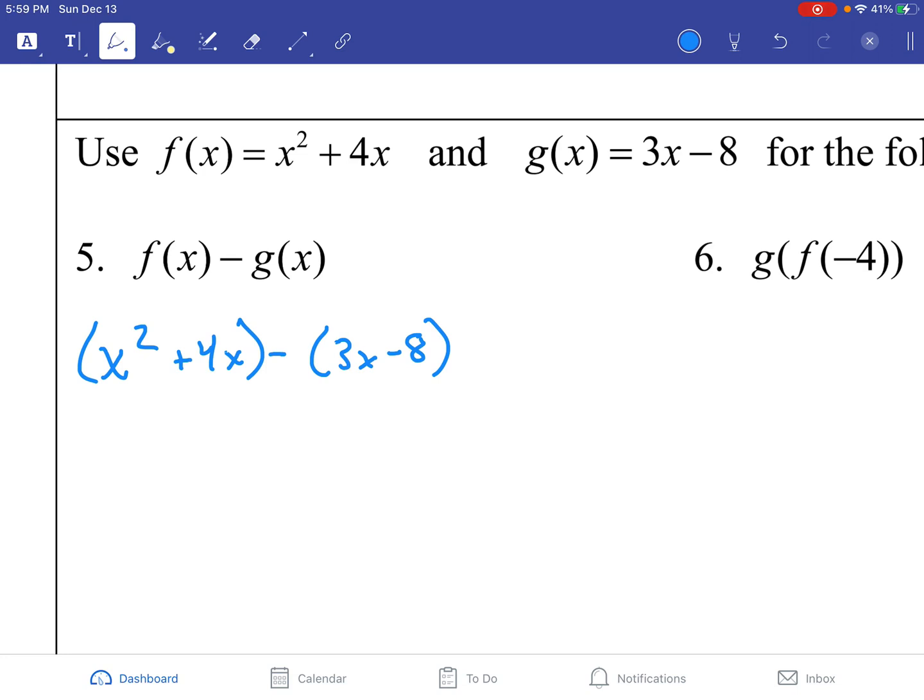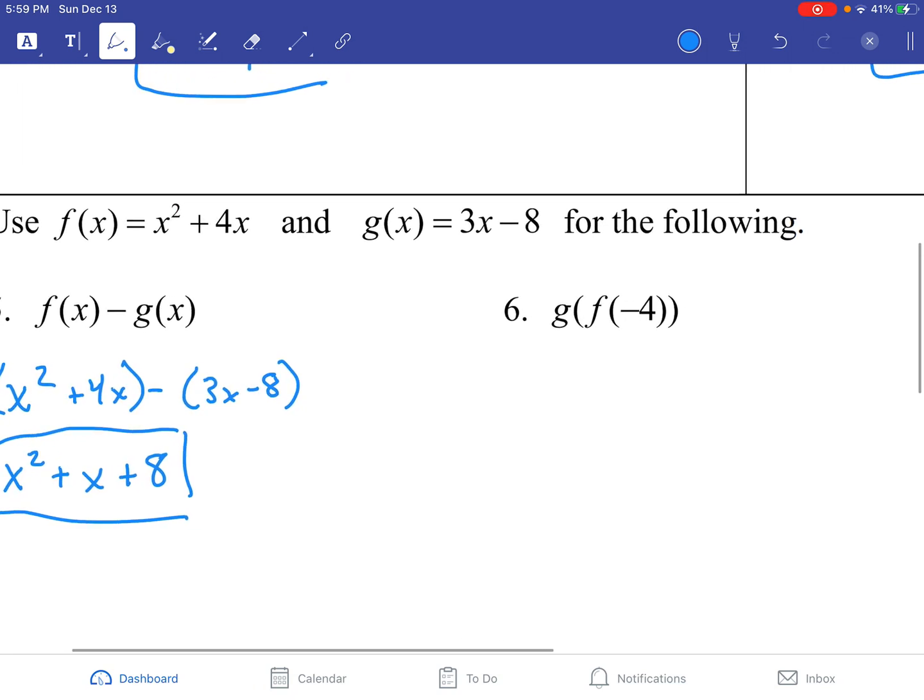Okay, so then we're going to combine the like terms. So we have x squared, and there's no other term that's alike with x squared. Then we have 4x minus 3x, which is going to be positive 1x. And then negative 8, which is going to be positive 8. And this is your answer for the first one.